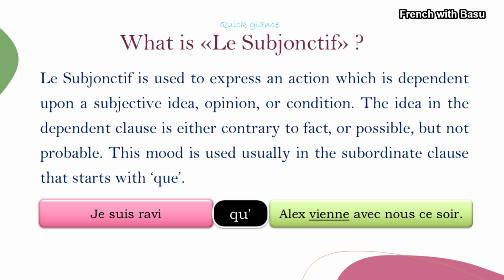Le subjonctif is used to express an action which is dependent upon a subjective idea, opinion, or condition. The idea in the dependent clause is either contrary to fact or possible but not probable. This mode is used usually in the subordinate clause that starts with que. Example: Je suis ravi qu'Alex vienne avec nous ce soir.